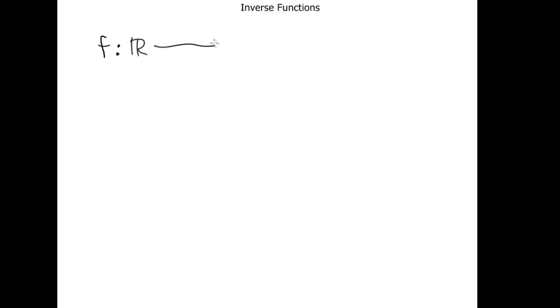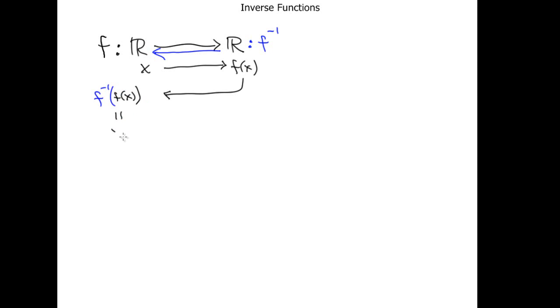So we have a function from R to R going in this direction. We're interested in the inverse function, which goes back in the opposite direction. And it's denoted f inverse. And it's supposed to be the function which gets you back where you started. So if x goes to f of x, when you apply f inverse to that, you want to get back x. It's the function which undoes f. That's the notion of an inverse function.